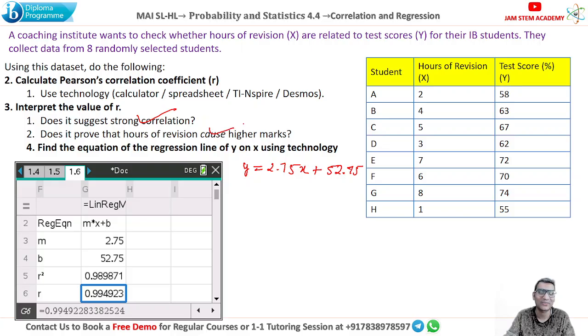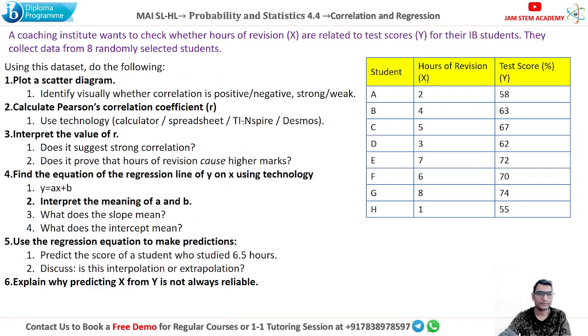Does this prove that hours of revision causes high marks? In this case, okay. Now the next part. We already got the answer for this. Next is the geometrical meaning of a and b. What does a represent? What does the slope mean and what does the intercept mean?